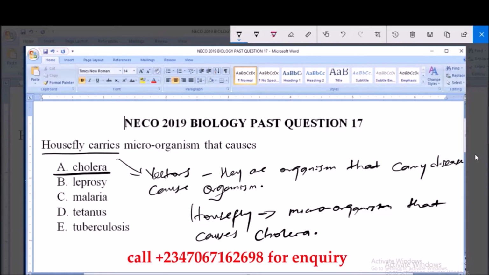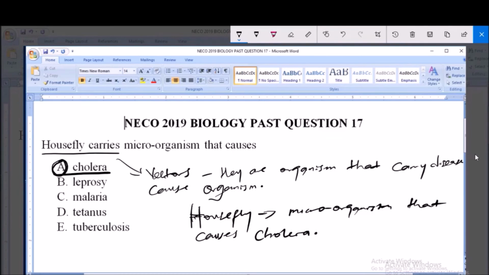So the microorganism that causes cholera is what is actually carried by housefly, and this is transferred when housefly comes in contact with our consumable products. So housefly carries the microorganism that causes cholera, and that is the answer to this question.